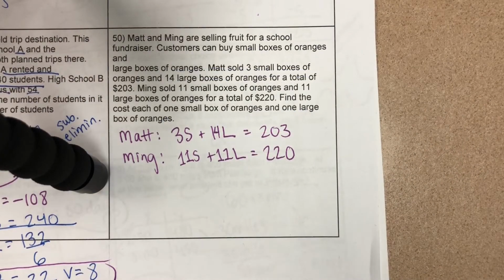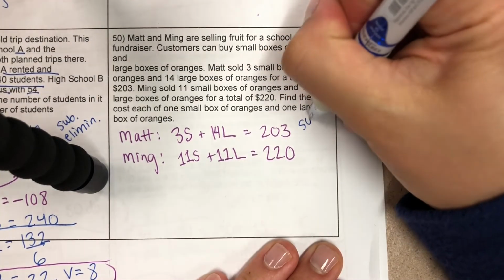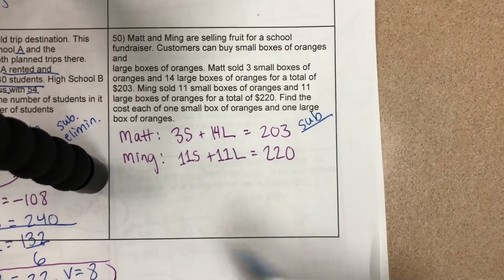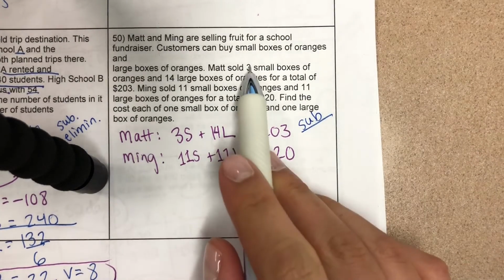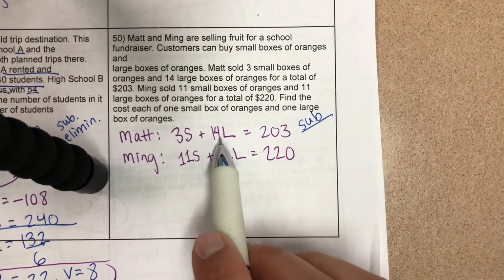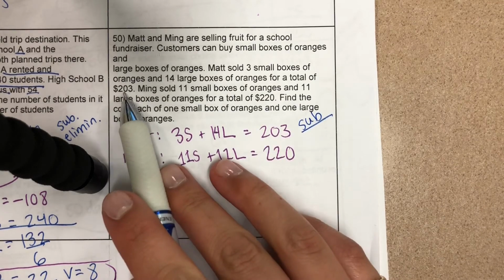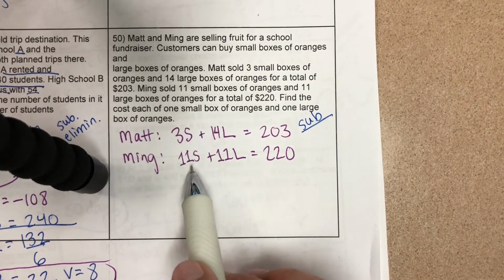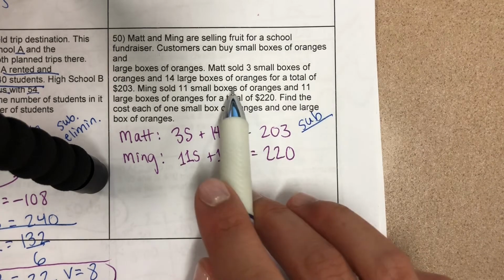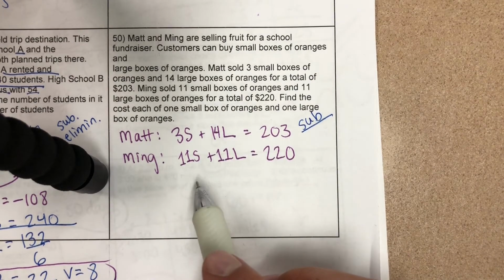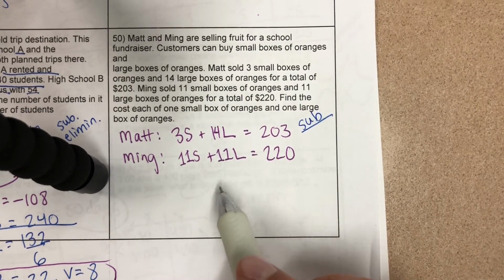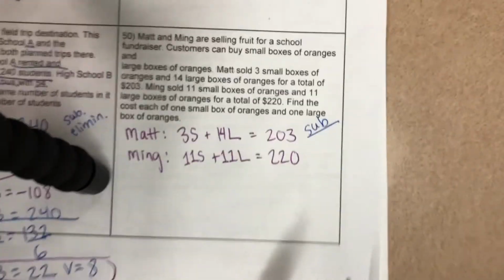Okay, since I did the last one by elimination, let's just do this one by substitution so you can see both ways. I already set up my equation for Matt. 3 small boxes and 14 large boxes will give me a total of 203. And then Ming's is 11 small, 11 large will give me a total of 220. So let's make one of these, let's solve in terms of S, let's say for Ming.